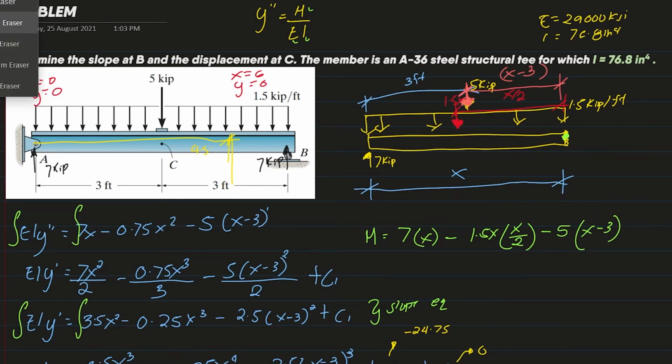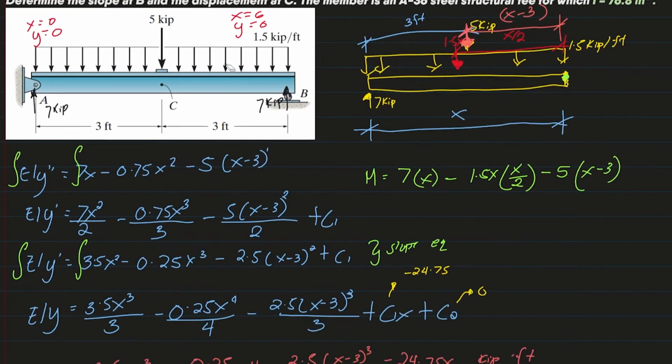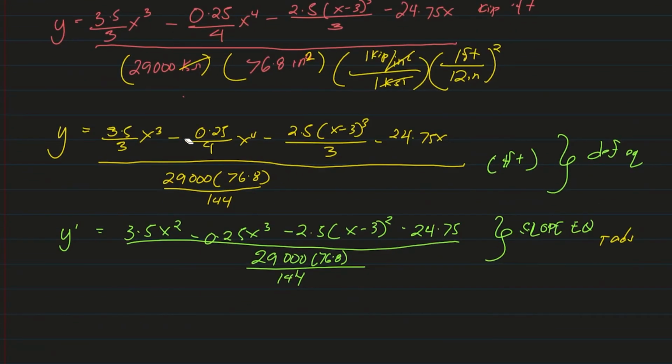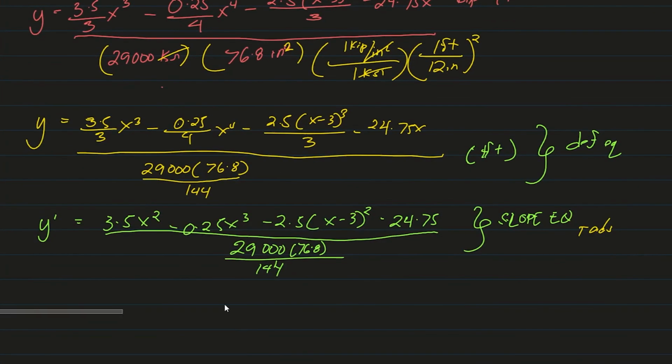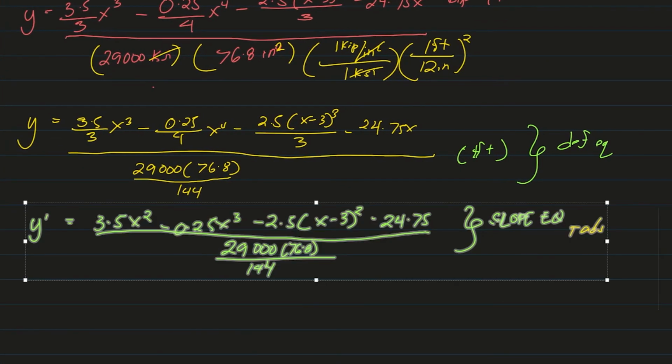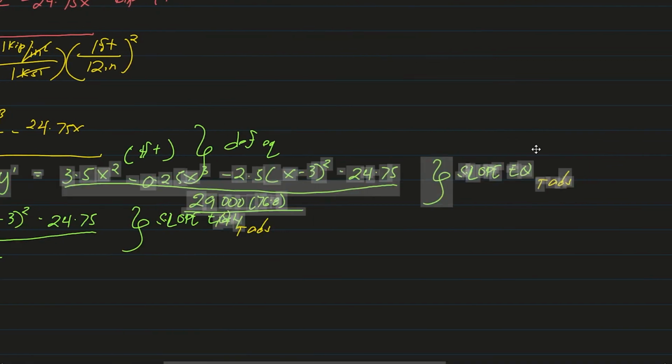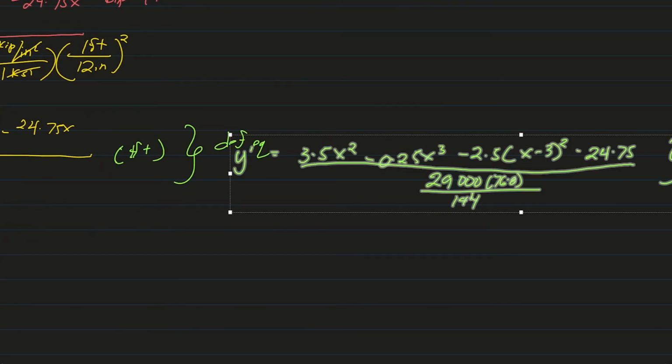However, let's stick with what is unknown. First, what is the slope at B? Okay, so to determine the slope at B, no, I will just copy this slope equation. Yan, kunin natin to. Ilipat ko lang sa kabilang dulo. Yan.